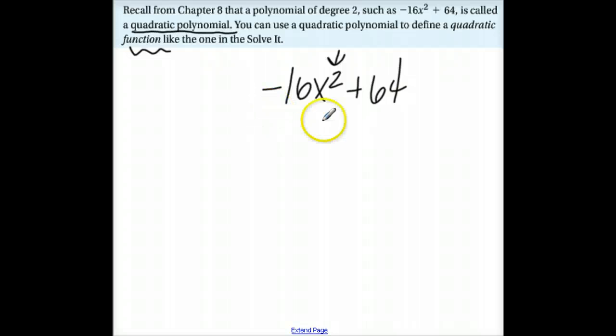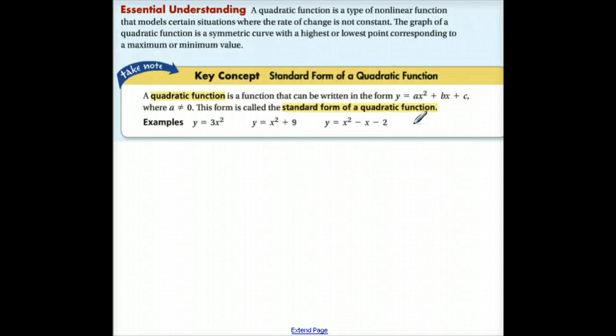So we can use this quadratic polynomial to define a quadratic function. So what is a quadratic function? It's a function that can be written in the form y equals ax squared plus bx plus c. And remember that in this form, it's in standard form. So standard form of a quadratic function is this.